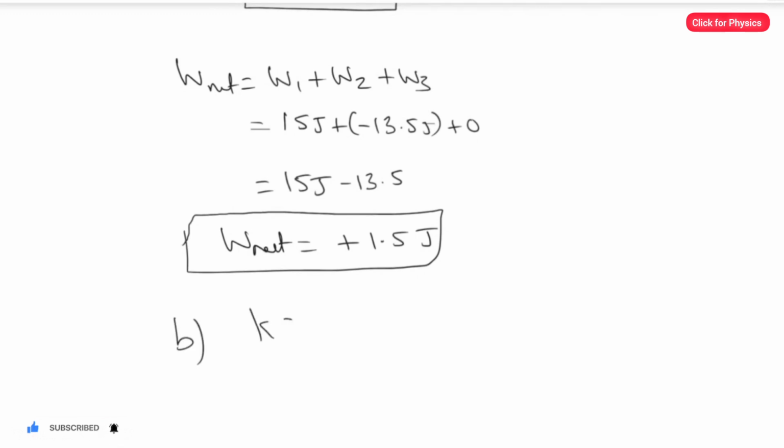The kinetic energy here is increased. Why increased? Because we got plus 1.5. That's the reason we gave the answer that the kinetic energy is not decreasing. The kinetic energy is increasing because the net work done is the positive value of 1.5. So this is the answer for part B.